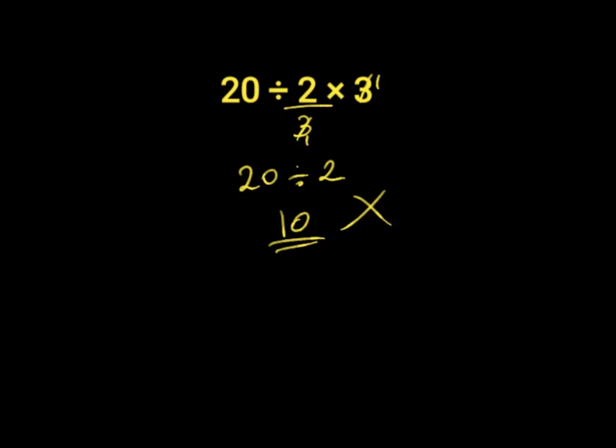According to the order of operations, division and multiplication have equal priorities. So we have to work from our left to right, which is we have to solve this division first before solving the multiplication. Let us solve the right answer to this question.